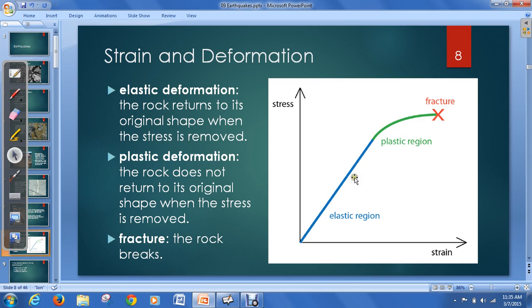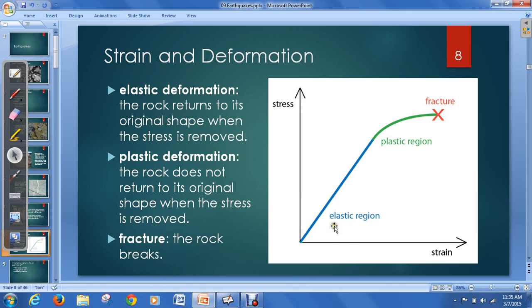So if you put just a little bit of stress on an object, it's just going to have a little bit of strain, and it's just going to be in this elastic region. So it will probably return back to its normal shape when that stress is removed. If you put more and more stress, then you'll get more and more strain, and you start to get to the point where it's plastic deformation, and it won't return back to its normal shape once that stress is removed. And then if you get too much, that's when it fractures, and you usually get an earthquake. Okay? So hopefully that makes sense.